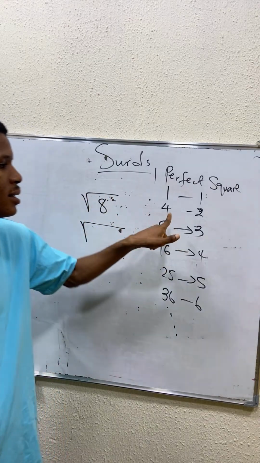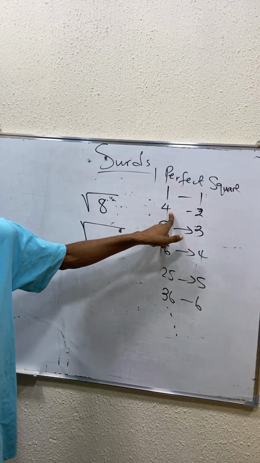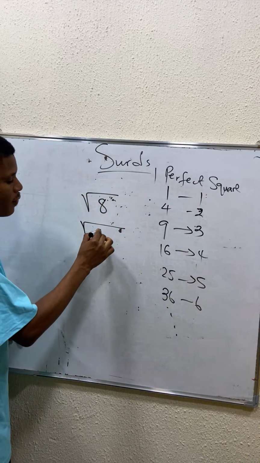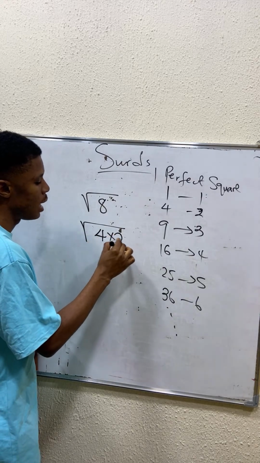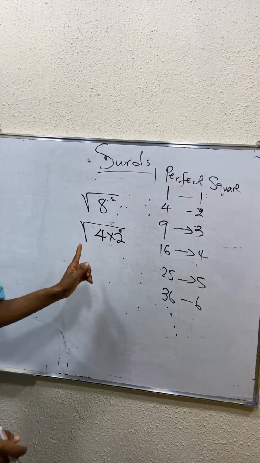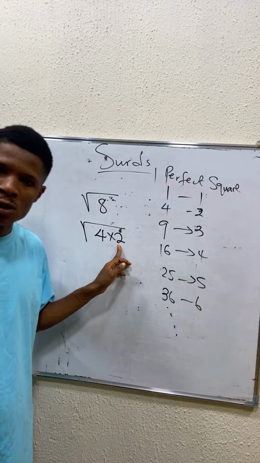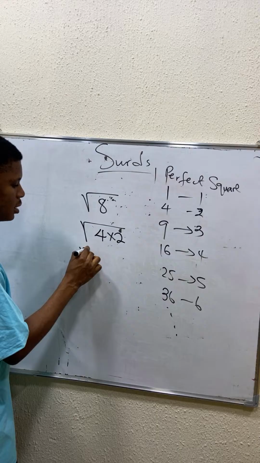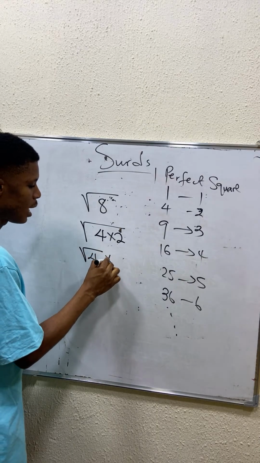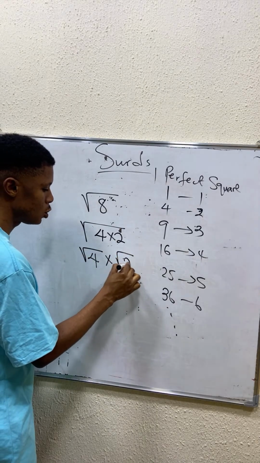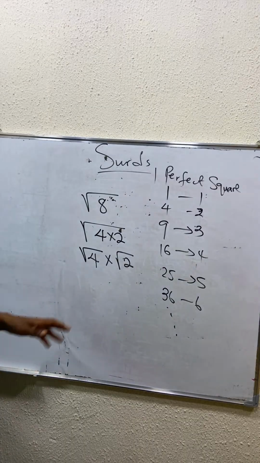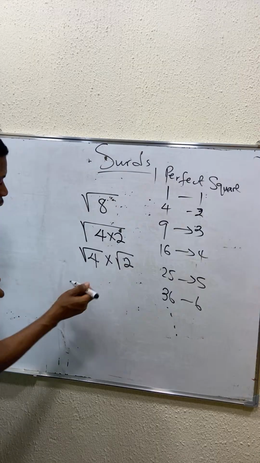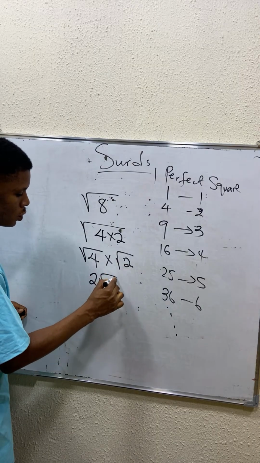When you multiply 4 by what? 2. 4 times 2 is 8. So if I have 4 times 2, I'm having 8. 4 is the perfect square. 2 is not the perfect square. So what do I have to get? I have it to be the square root of 4 times the square root of 2. The square root of 4 is 2. So the answer is basically 2 root 2.